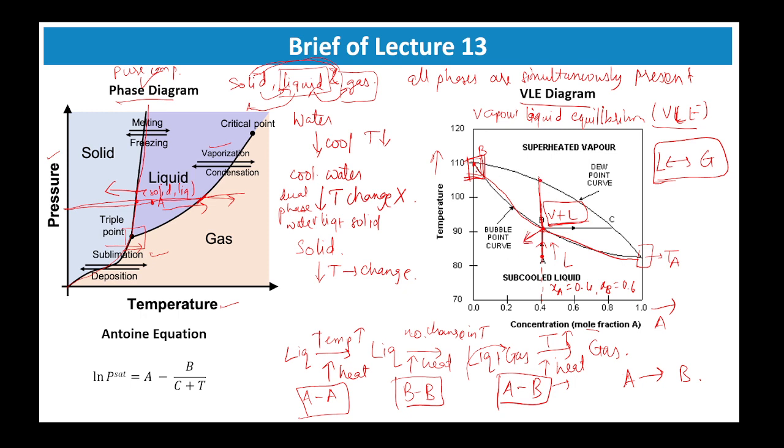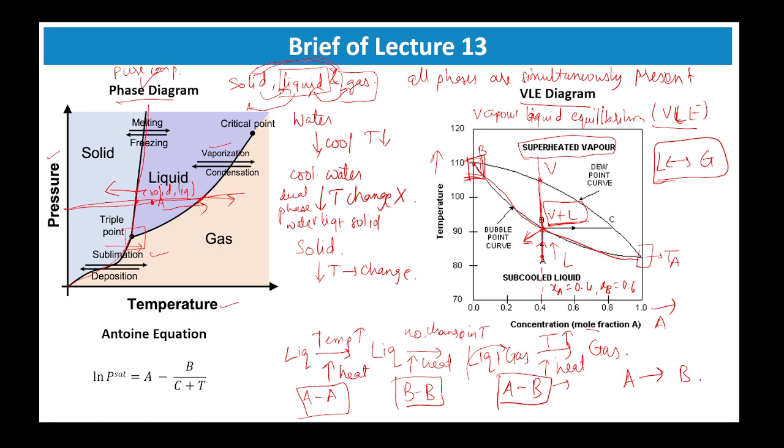Now this is the curve which is known as the dew point curve. Why is it known as the dew point curve? Because the last dew or the last droplet of water disappears here, or we can say that all of the liquid is converted into its vapor form. So this region will be vapor form, and it is also the region which is known as superheated vapor.